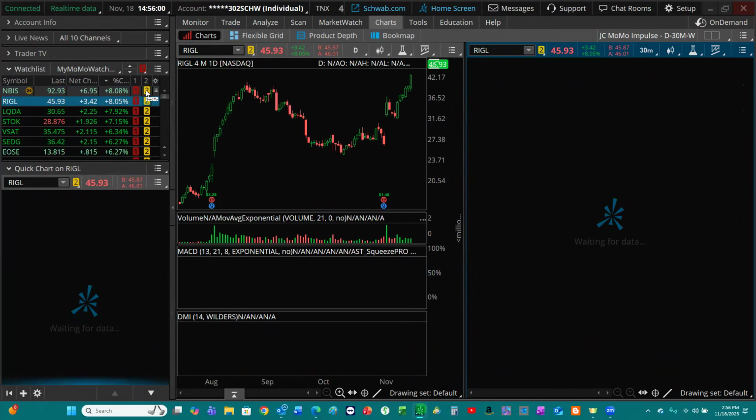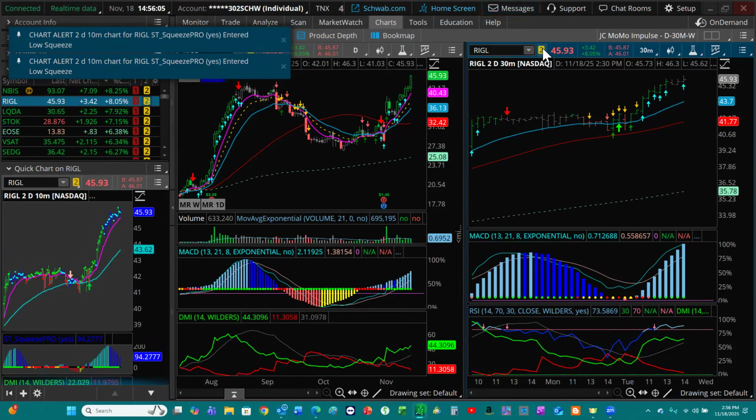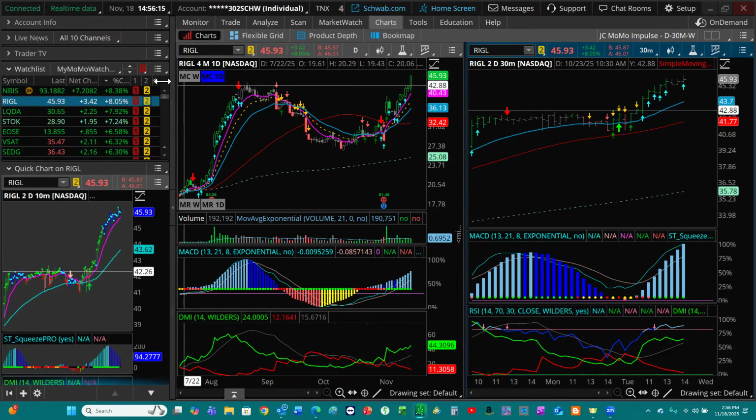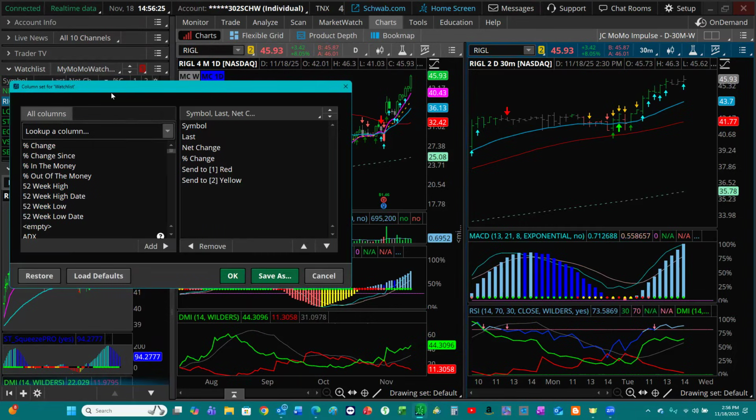And I put these little buttons here. You see that I'm syncing my charts with my symbol. So anything that has a yellow box right here is synced. If I have a yellow one over here, I can sync it with all of the rest. And the way you do that is you just right click on one of these headers, click on last or symbol or any that you want, click on customize. And what I'm using is send to red or send to yellow.